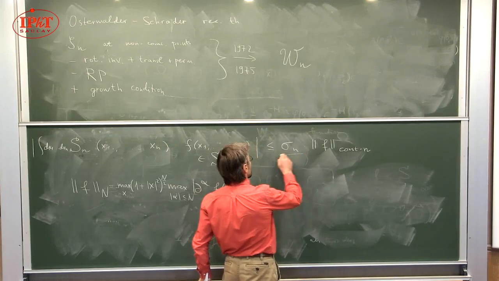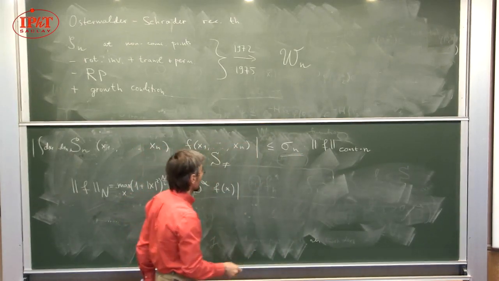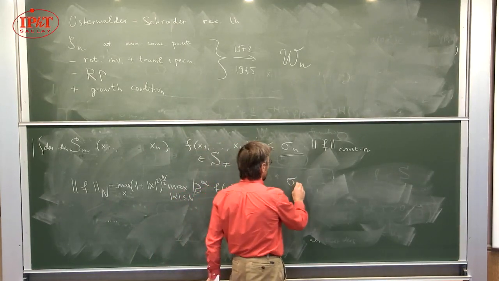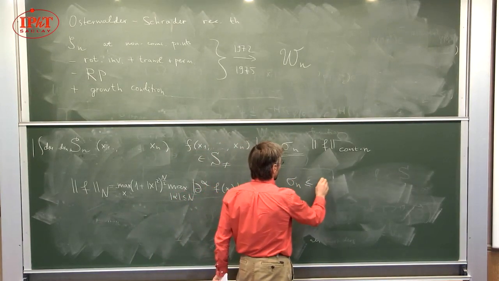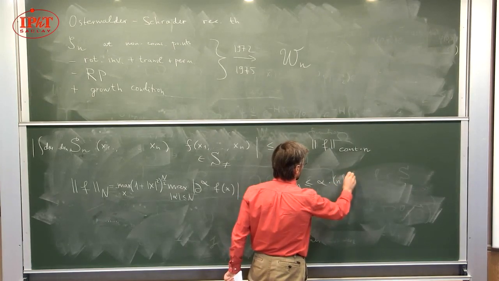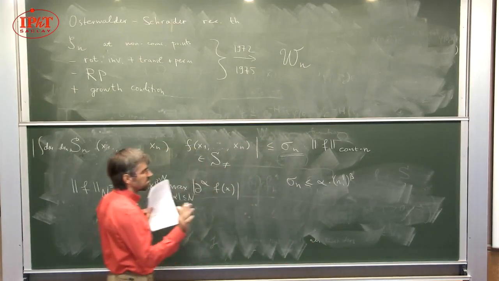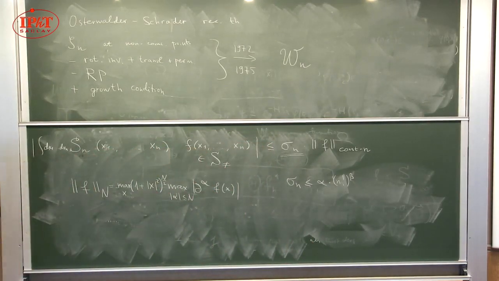And about this sigma n, now we can ask what is the best possible sigma n. So they had to assume that sigma n is smaller than some constant times n factorial to the power beta. Well, I'm just going to say take it or leave it.